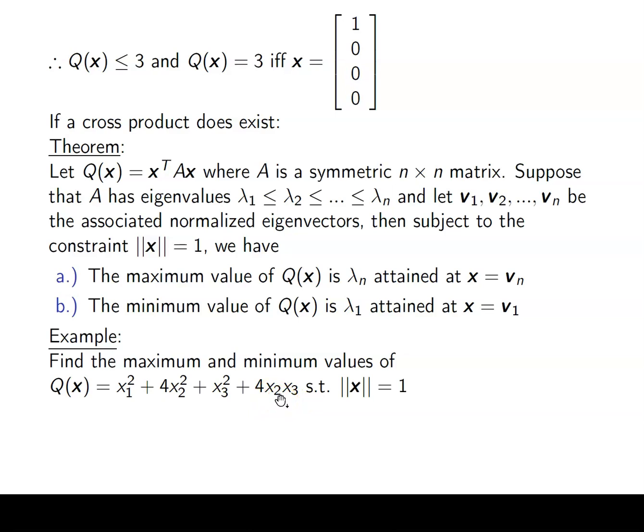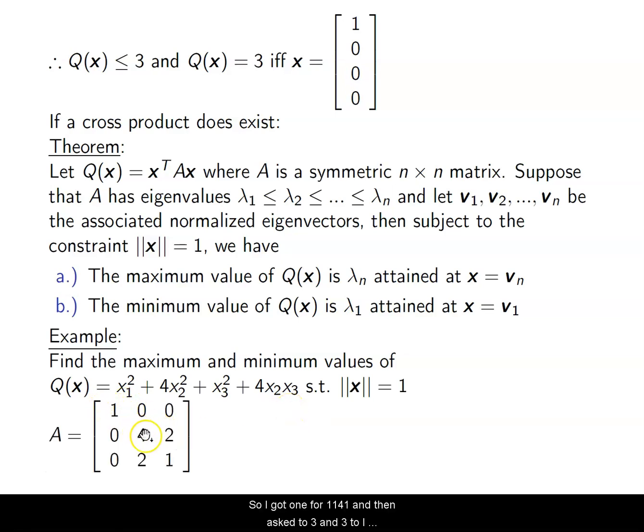A23 and A32 terms. Okay. So I got 1, 4, 1, and then at 2, 3 and 3, 2, I split this cross product term in half, and so that's my symmetric form.